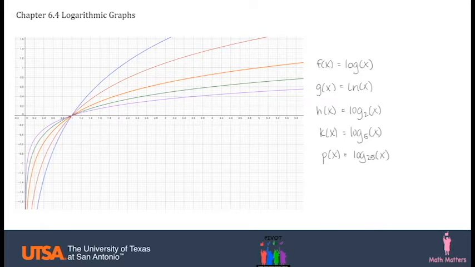So in general, for logarithmic functions, we know that the bigger the base, the closer it's going to be to the y-axis. And it's also going to grow slower. So for example, this purple line here is growing much slower than the blue line above here. So we can take a look at the bases of these equations to solve this problem.